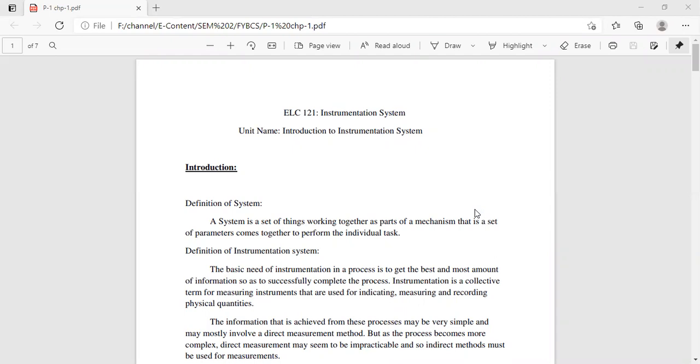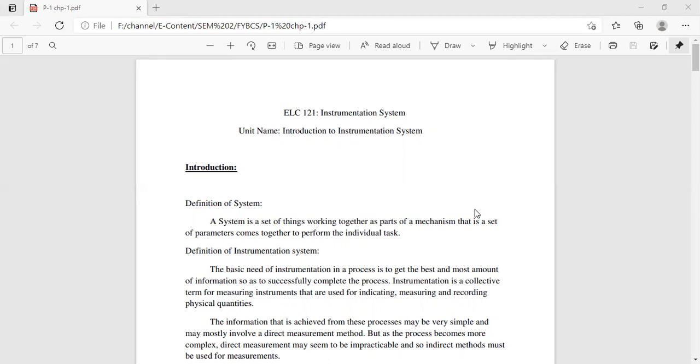So first of all, we are going to study the block diagram of an instrumentation system. After that, the definitions of sensor, transducer, and actuators. After that, the classification of sensors will be there. Sensors are broadly classified as active and passive sensors. And there are some specifications related to sensors, for example, accuracy, range, linearity, sensitivity, resolution, reproducibility, and so on. All right, so without wasting any time, we'll start with the actual chapter.